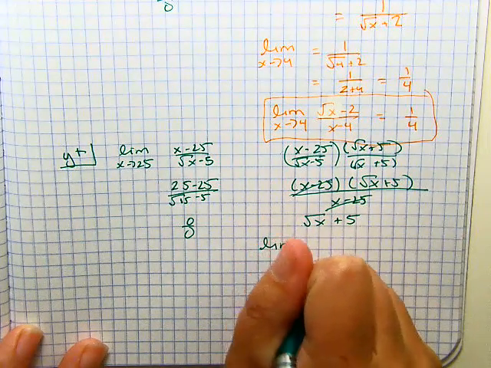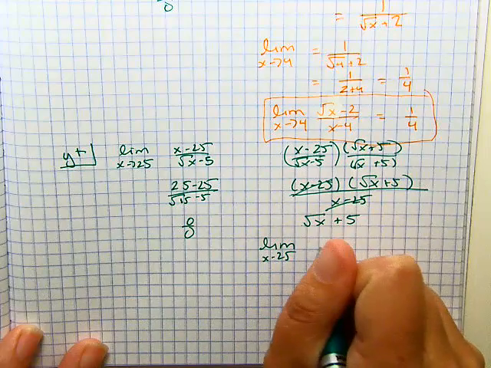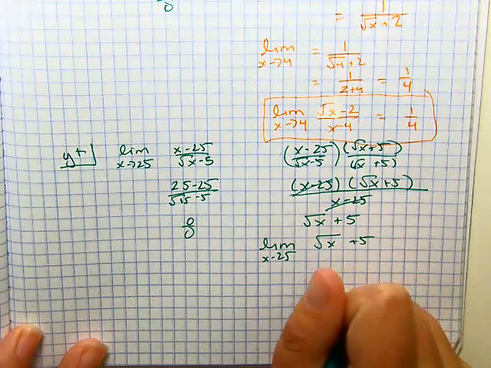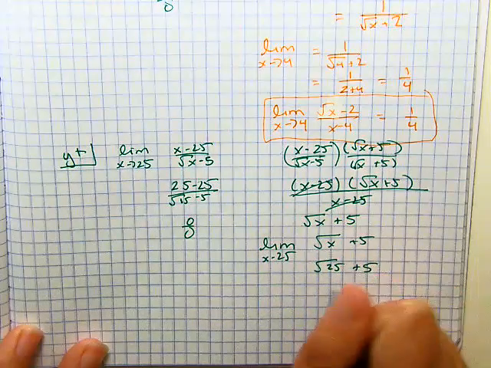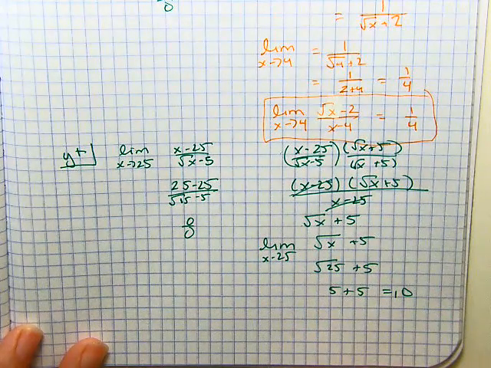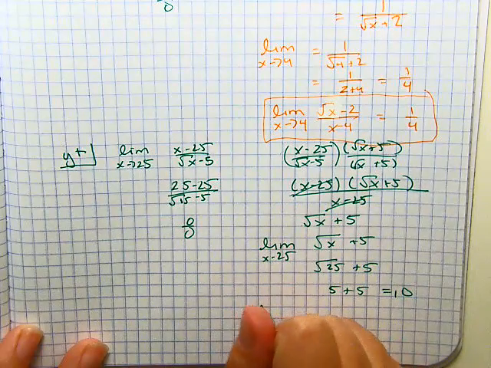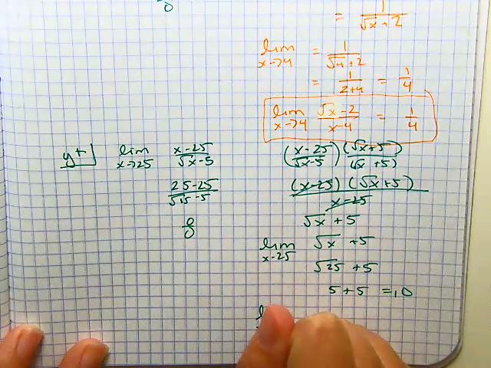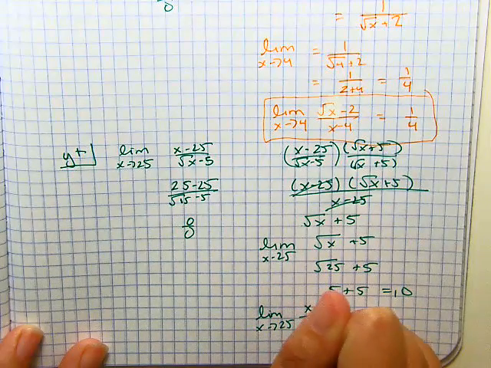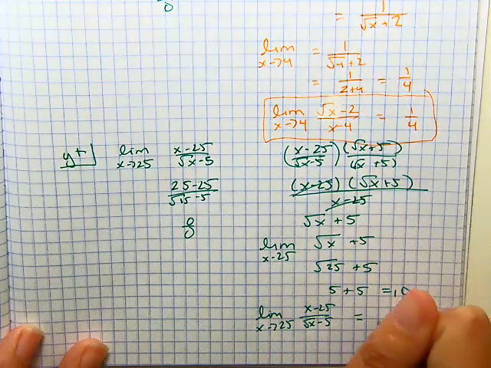So now we can take the limit as x approaches 25 of the square root of x plus 5, and we get the square root of 25 plus 5, which is 5 plus 5, which is 10. And so our final answer would be the limit as x approaches 25 of x minus 25 over the square root of x minus 5 equals 10.